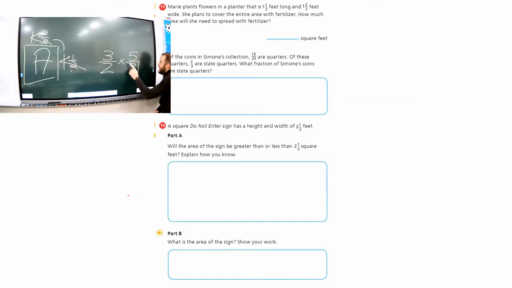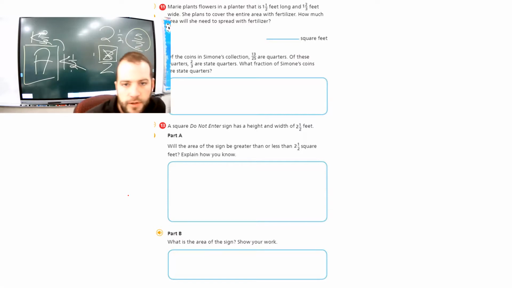Can I simplify any first? Sure I can. The 3 and the 3 could turn into 1s, right? 1 times 5 is 5. 2 times 1 is 2. That is my answer almost all the way. How many 2's are in 5? 2, which would make 4, right? And then there's still a half left over. So 5 halves is 2.5. So that answer is 2.5 square feet.